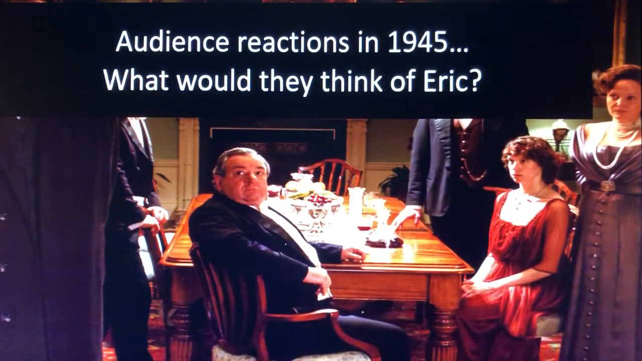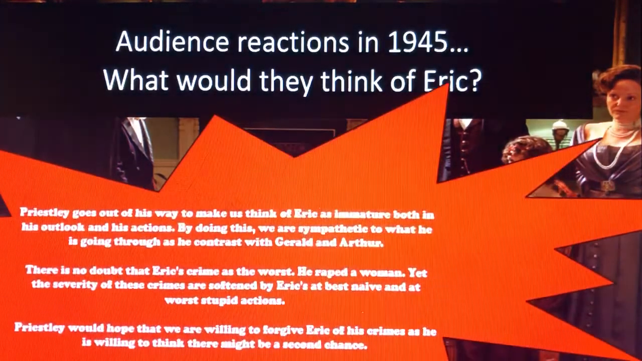Let's now look at the audience reactions in 1945 when the play was first shown. What would they think of Eric? Priestley goes out of his way to make us think of Eric as immature, both in his outlook and his actions. By doing this, we're sympathetic to what he's going through, as he contrasts with Gerald and Arthur.